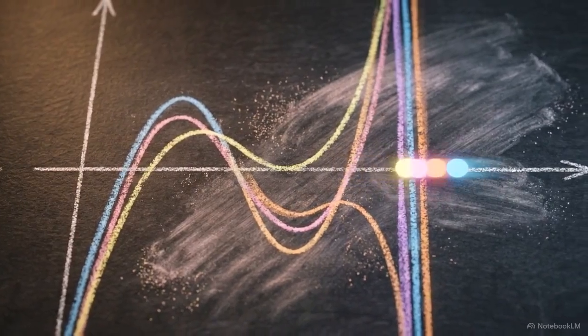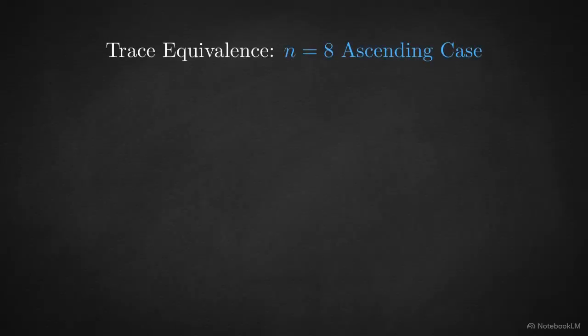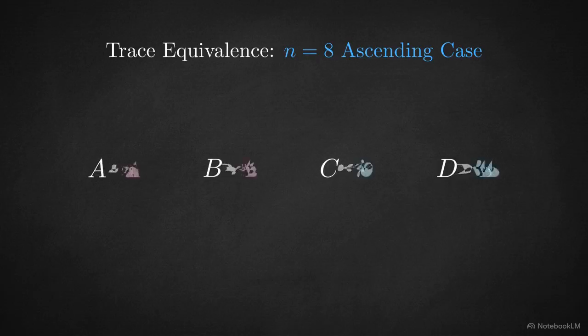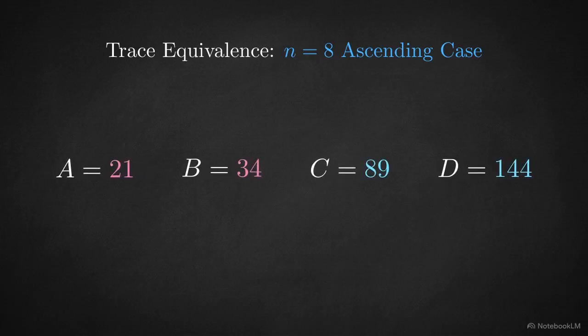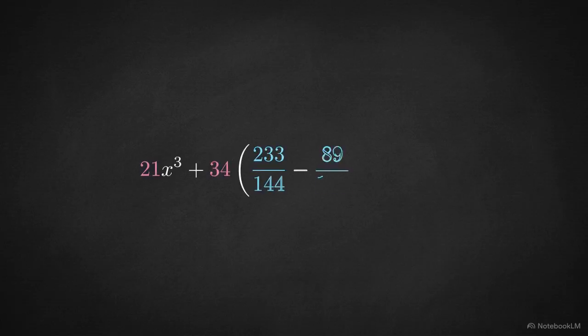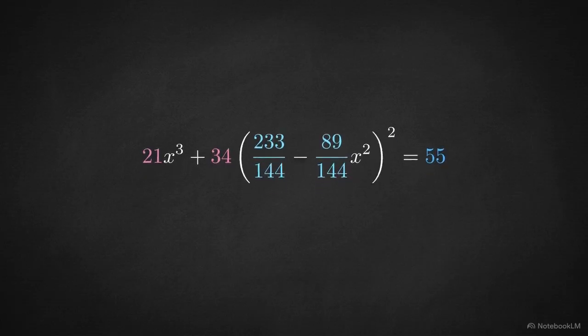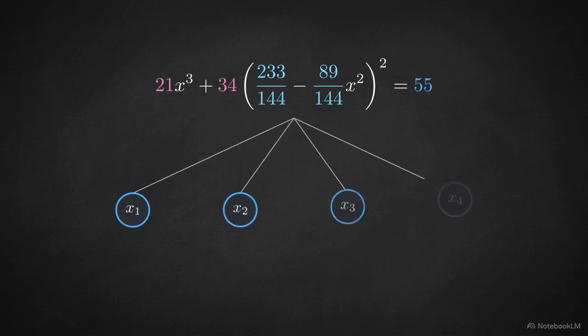of the golden ratio. We can validate the trace equivalence using the n equals 8 ascending case, where a, b, c, and d are 21, 34, 89, and 144. This substitution into the quartic equation yields four roots that satisfy both initial equations.